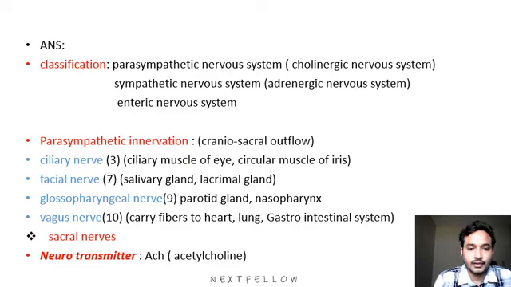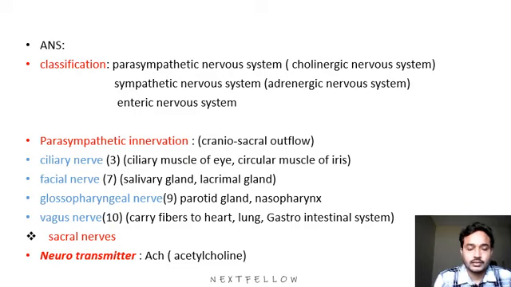In the cranial part, what nerves will we have? Mainly the 3, 7, 9, 10 cranial nerves. First, the oculomotor nerve supplies the ciliary muscle of the eye and the circular muscle of the iris. The facial nerve supplies the salivary gland and lacrimal gland. The glossopharyngeal nerve supplies the parotid gland and nasopharynx. The vagus nerve supplies the heart, lung, and GIT.